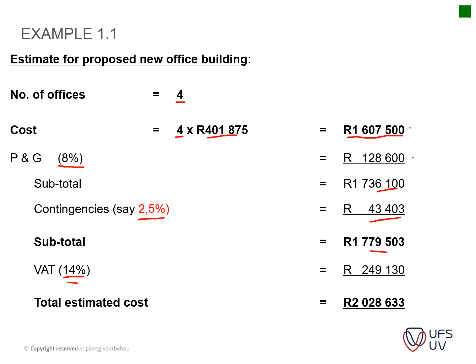Just note your contingencies is this item that's always added when you do an estimate, because you're not 100% sure of what the cost would be. So you always add a bit of contingency just to allow for the unforeseen. And the only place where you won't have a contingency is when you get to your final account.